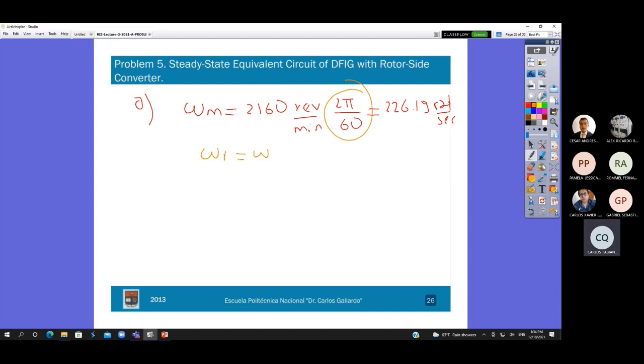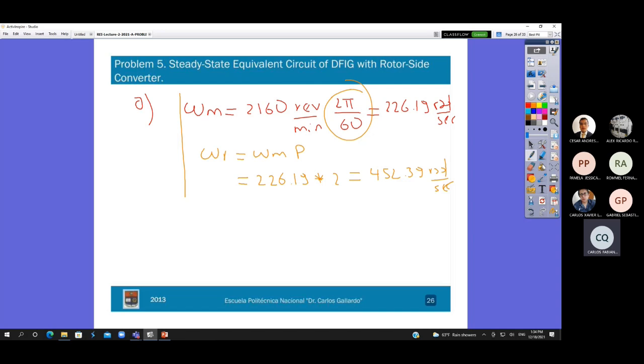This is equal to the mechanical speed times the number of poles. So this is equal to 100, following the same methodology from the previous problem. I will have this times the number of pole pairs. Therefore, the rotor electrical speed is 400 times 92.39, in this case in radians per second. This is for the speed 2, the supersynchronous mode of operation.